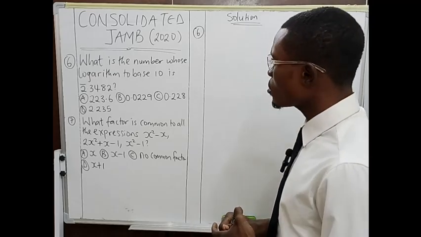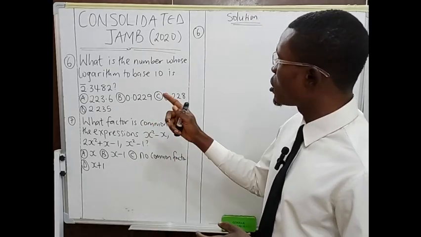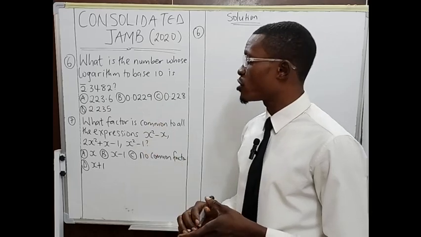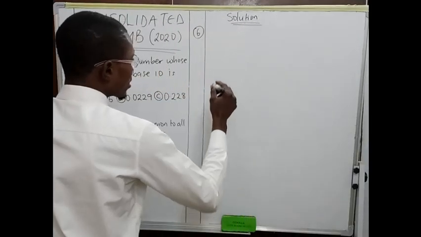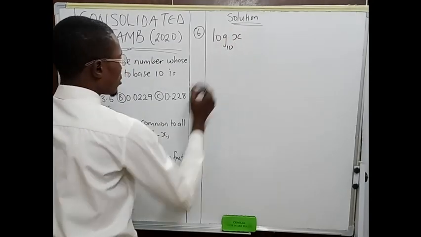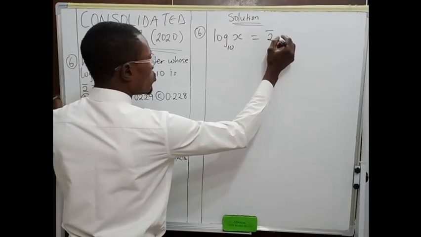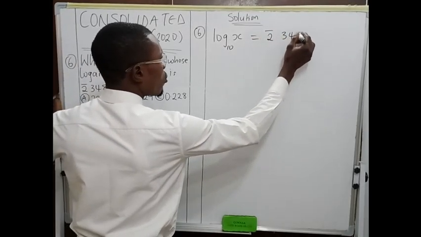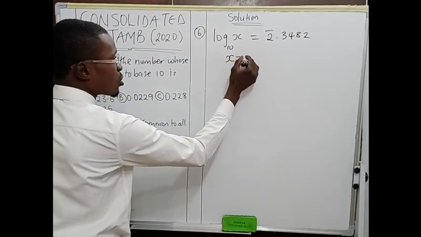Number 6. What is the number whose logarithm to base 10 is about bar 2.3482? We have these options on the board. Let the number be x. The log of the number to base 10 equals bar 2.3482. Given this, we can say our x equals what?